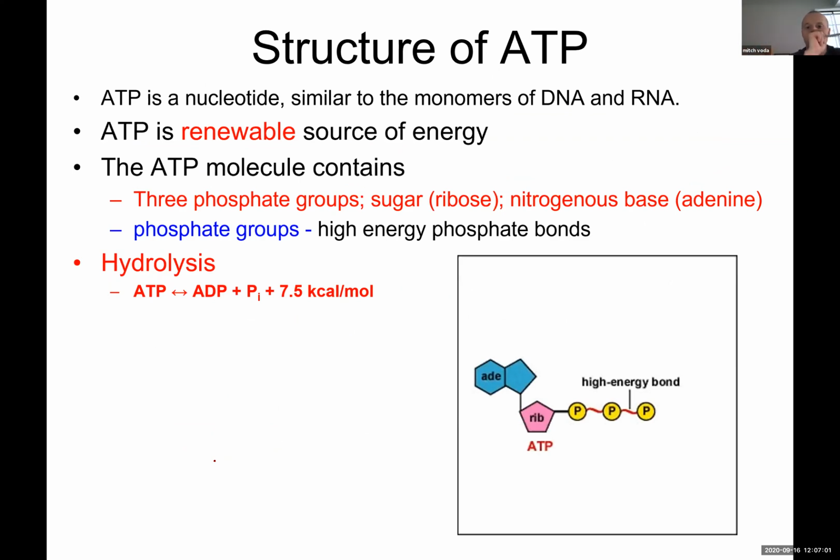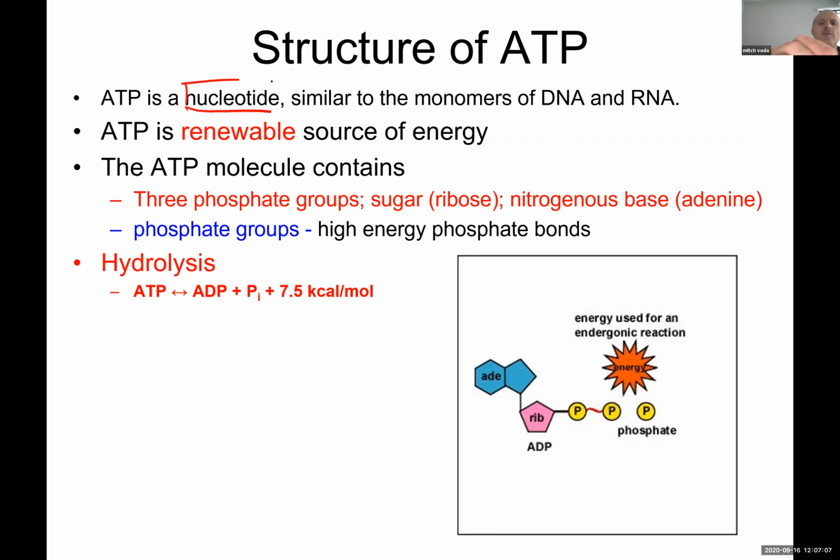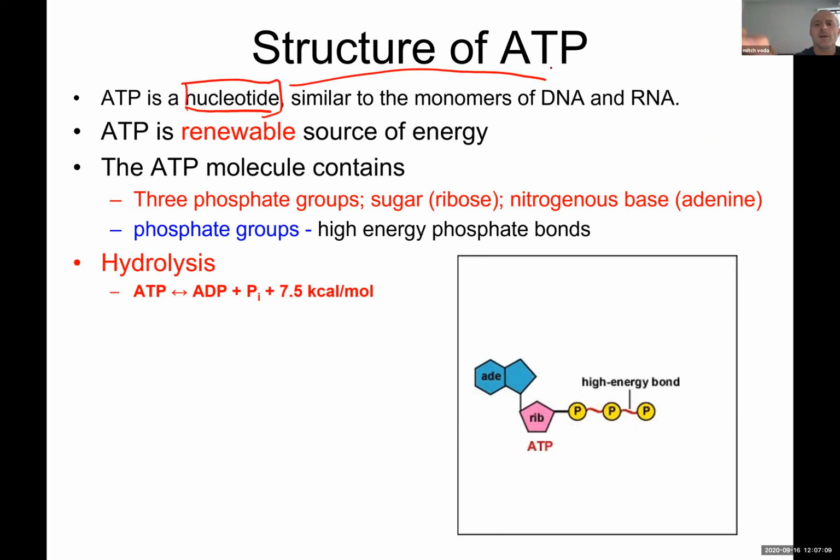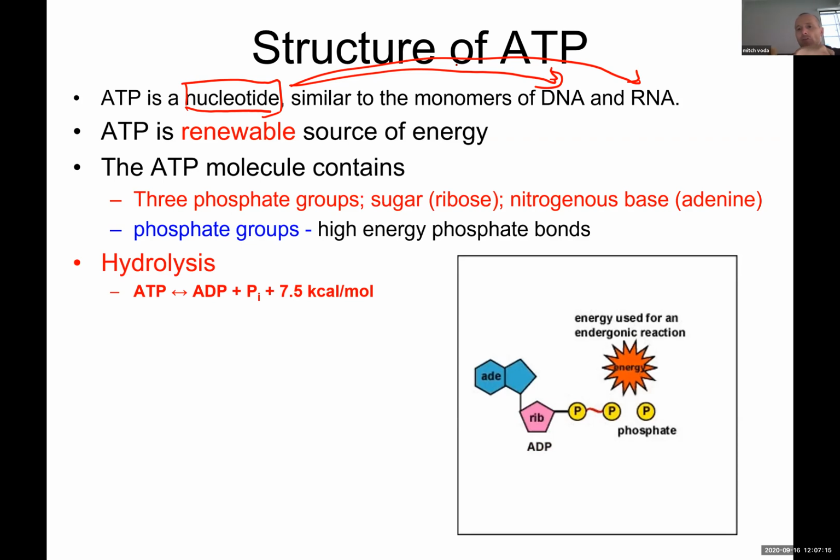Now, the structure of ATP. ATP is similar to a nucleotide. Now remember, nucleotides make up the DNA and the RNA. There were 4 nucleotides, A, T, C, G for DNA, A, U, C, G for RNA. Those are basically stable. They cannot be broken down. ATP, it's renewable or recyclable.